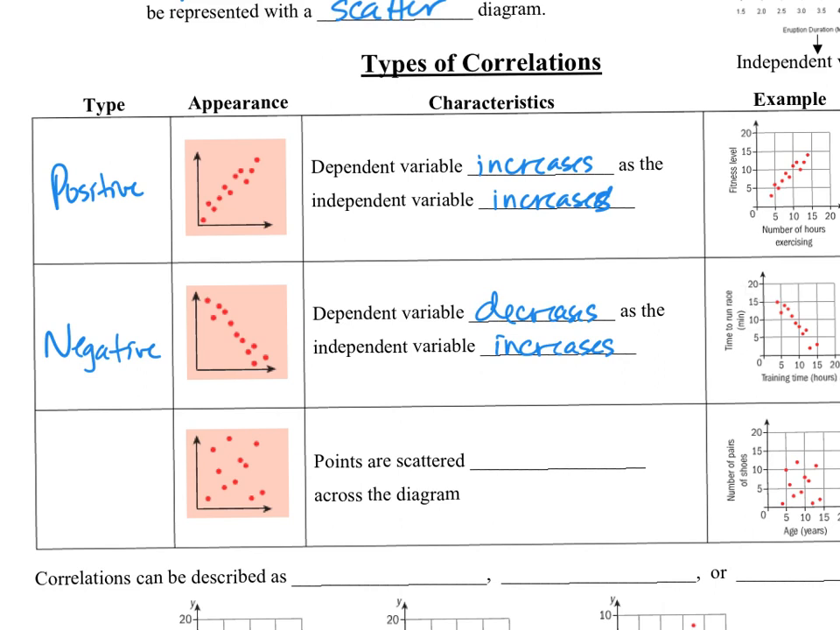And then lastly, of course, we could have no correlation. No correlation just means the points are scattered randomly across the diagram. For example, if we tried to see if there was any relationship between the number of pairs of shoes a person owns and how old they are, you can see how these points are just scattered all over the place. There doesn't seem to be any relationship between the two sets of data.